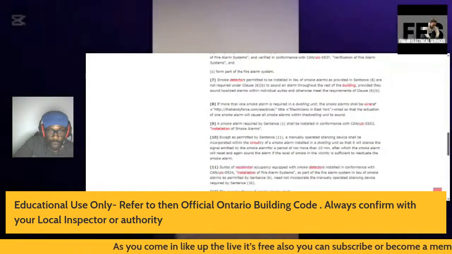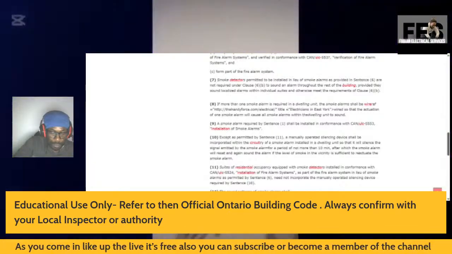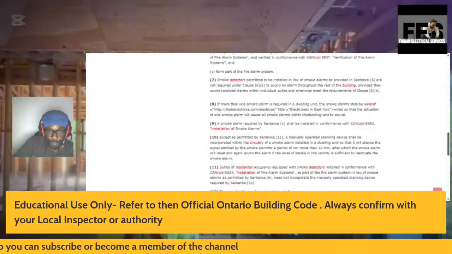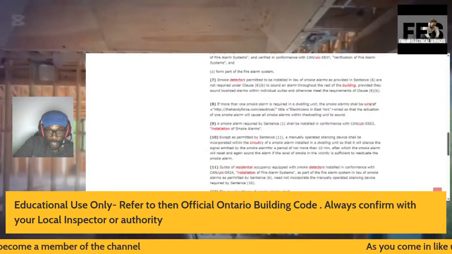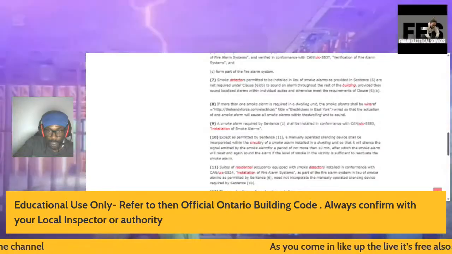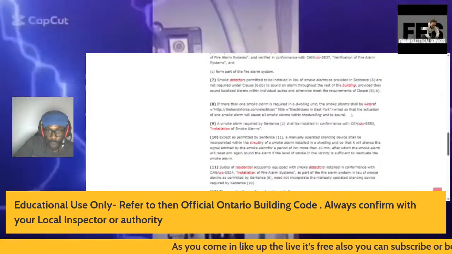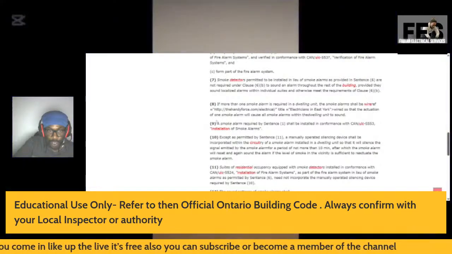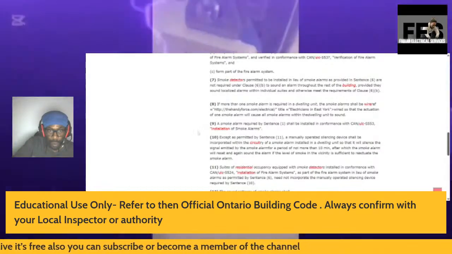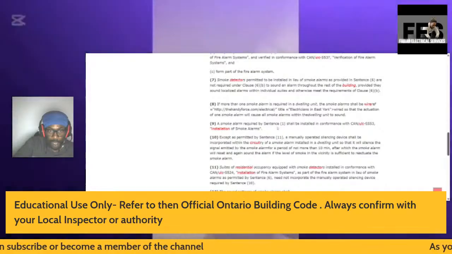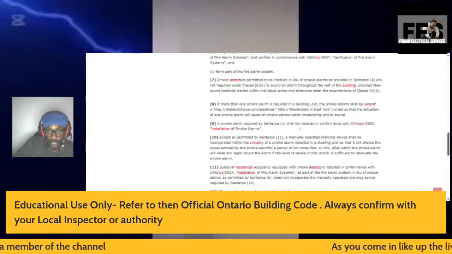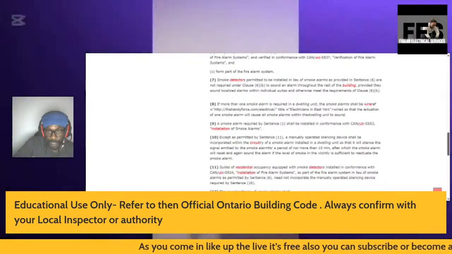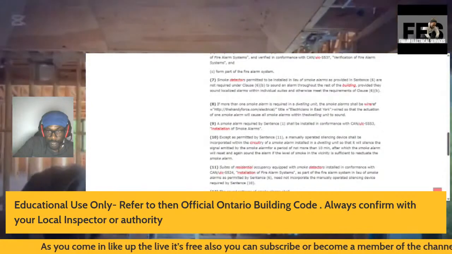If more than one smoke alarm is required in a dwelling unit, the smoke alarms shall be wired, and then it just tells the electricians how to wire them so that the actuation of a smoke alarm will cause all smoke alarms within the dwelling unit to sound. The smoke alarms required by sentence shall be installed in conformance with the CAN/ULC standard. Gives you all that information.